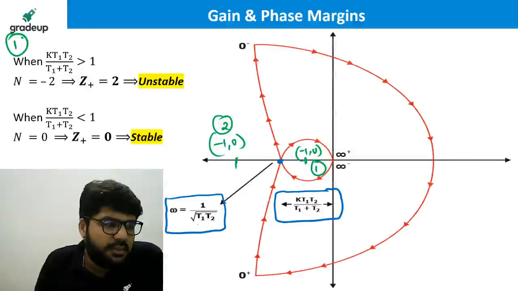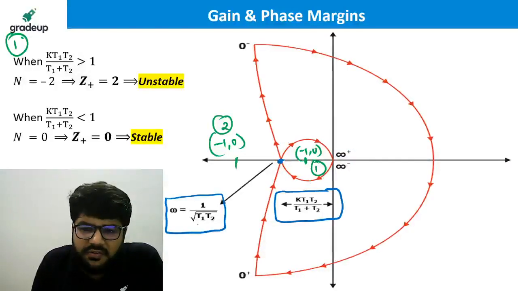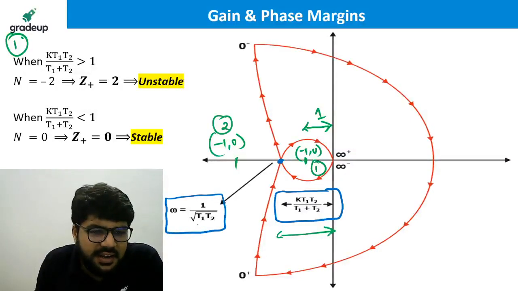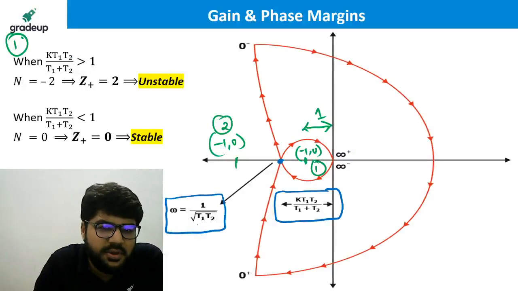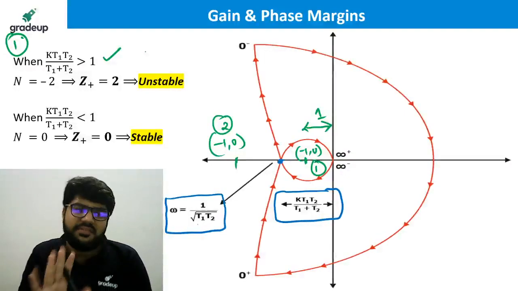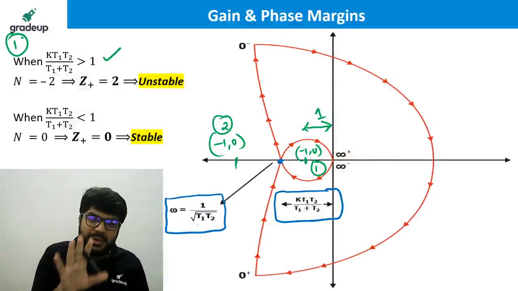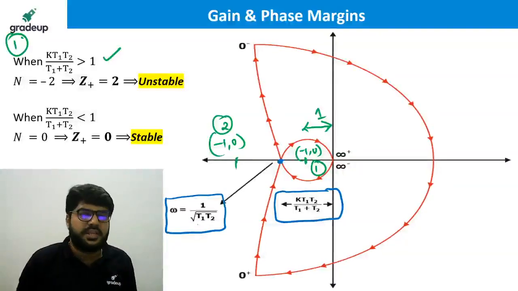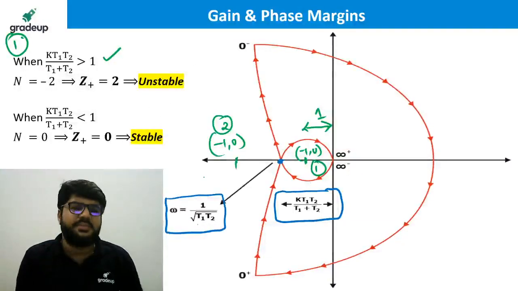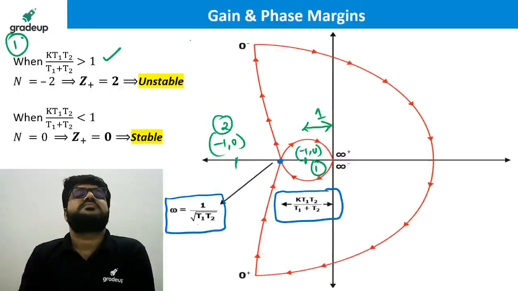Minus 1 comma 0 inside, meaning the distance of 1. What is the distance of minus 1 comma 0? It is equal to 1. The distance 1 should be less than this distance k t1 t2 divided by t1 plus t2. That is what I have written. Already we have done the stability analysis of this problem. I am just repeating so that I can continue with this problem. Yesterday we did a similar analysis on this question.